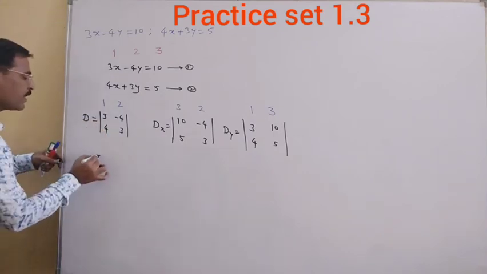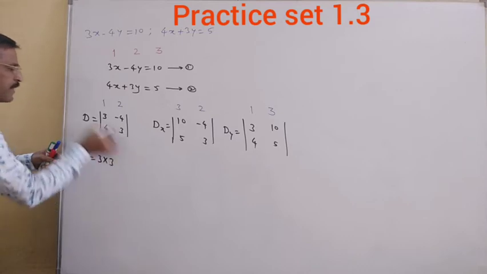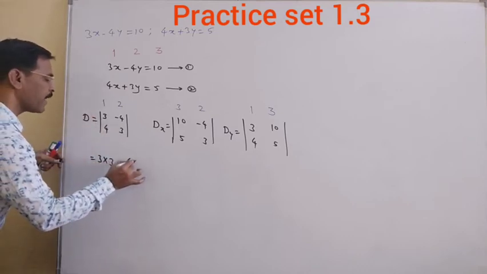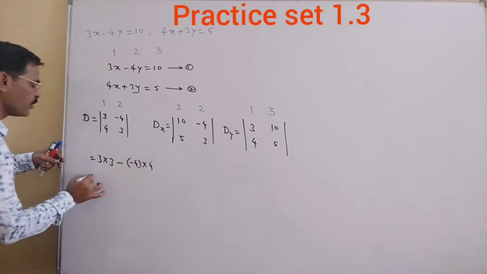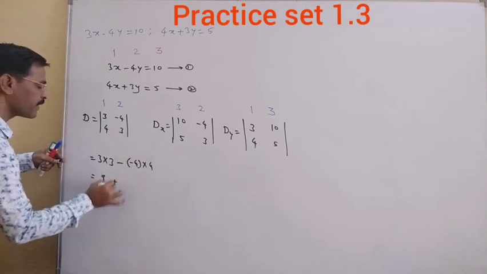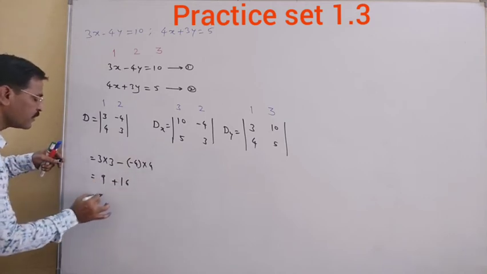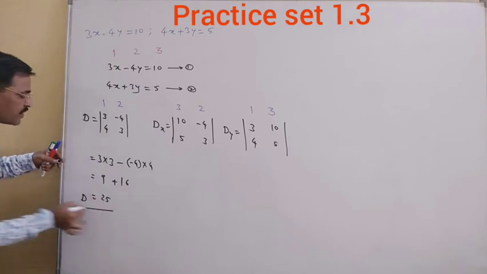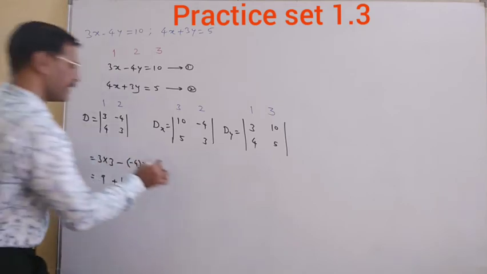3 3s are 9, or you may write some in first sum. 3 3s are 9 minus 4 into 4. So, this is 9 minus plus 4 4s are 16. So, this is 25, which is D here. Okay, friends?